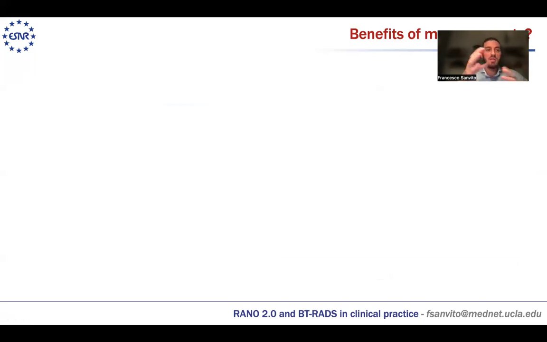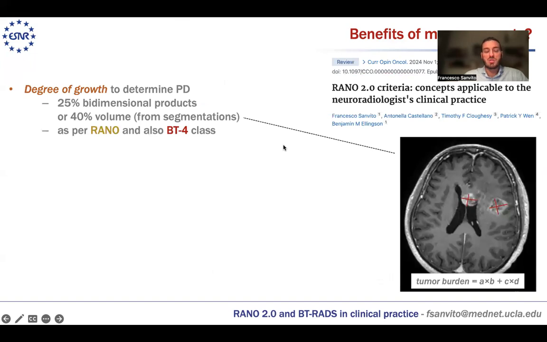So we saw how the RANO 2.0 system is heavily measurement based, but the BT-RADS system is largely qualitative rather than quantitative, with some exceptions, as we said. So what should we do? Should we measure? What I think is that measuring is still very important in the vast majority of cases for 2 reasons. One reason is that we get an understanding of what degree of growth we have to observe to call a progression.